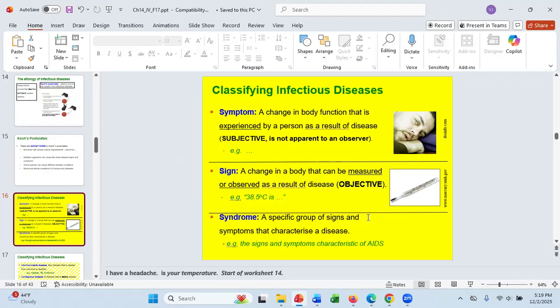A syndrome is a specific group of signs and symptoms that characterize a disease. For example, the signs and symptoms characteristic of AIDS is a syndrome. Any question about any of that?